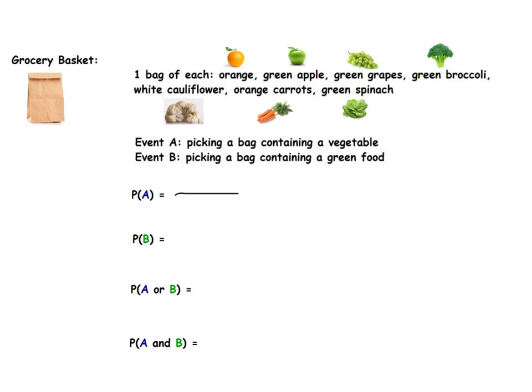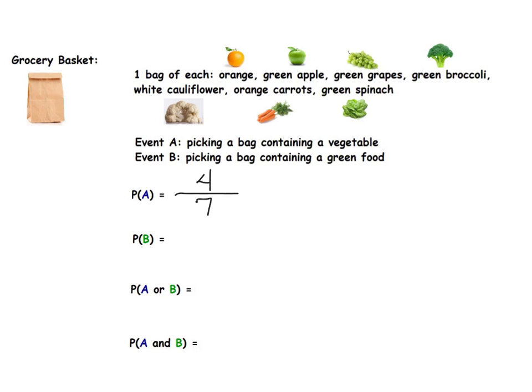Well, how many vegetables do we have in the bag? We have green broccoli, cauliflower, carrots, and spinach. That is 4. There are 4 vegetables that we might be able to choose. And the total number of bags we have are 2, 4, 6, 7. There are 7 total. So the probability of choosing a bag that contains a vegetable is going to be 4 out of 7.